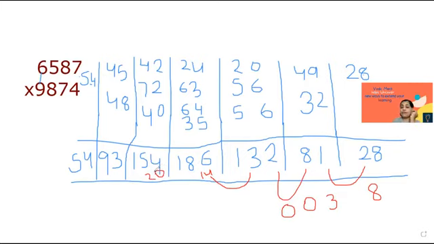154 plus 20. 154 plus 20 makes it 174. For 174, we'll write 4 here. And 17 moves here. So we write 17 here. 93 and 7 is 100. 100 plus 10 is 110. So for 110, we'll write 0 here. And 11 will move here. So when this 11 moves here, 54 plus 11 is 65. So you have your answer ready, and this is your answer.